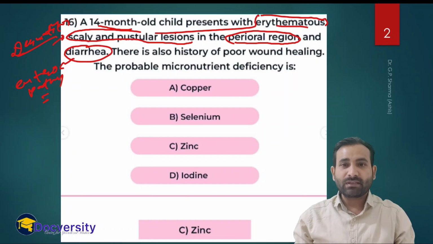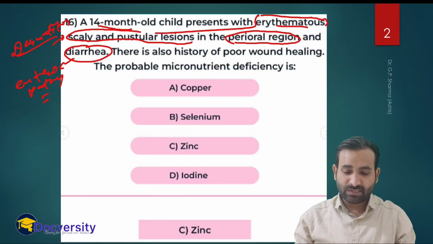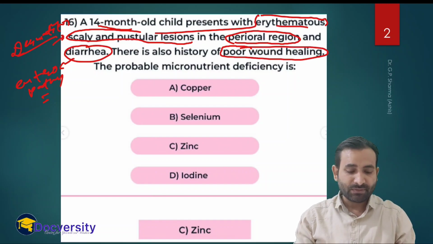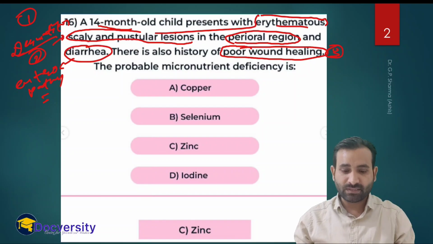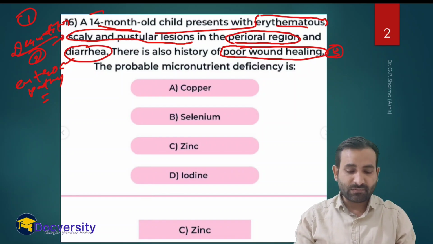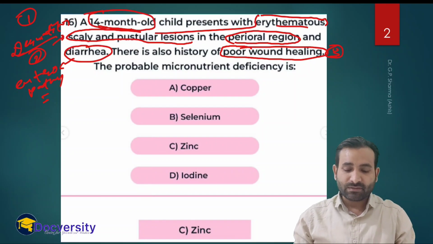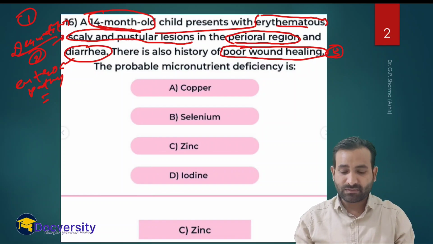So which of the following deficiencies also causes a problem with wound healing, that means poor wound healing? Features one, two and three have been present in this child, and remember, it's a 14-month-old child. So what is the deficiency in this child? Look here: copper deficiency, selenium deficiency, zinc deficiency, or iron deficiency.